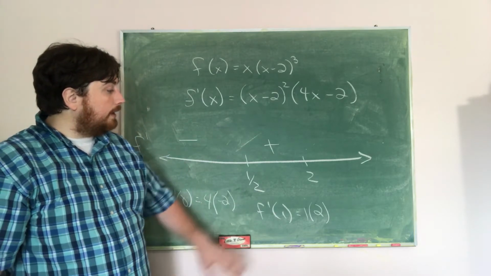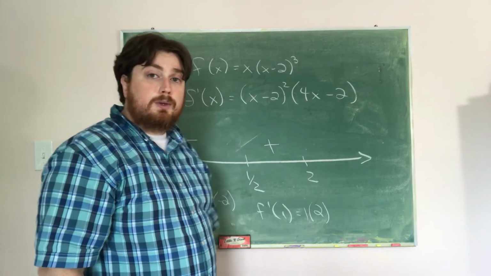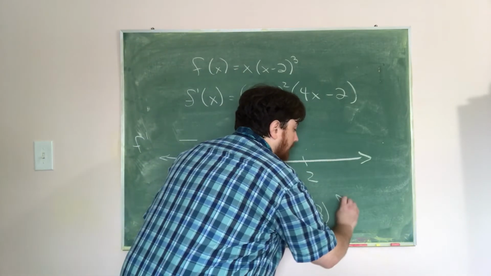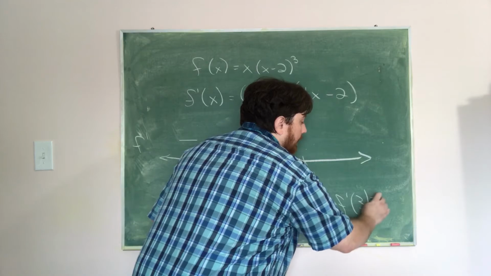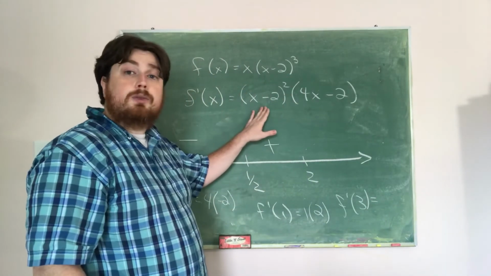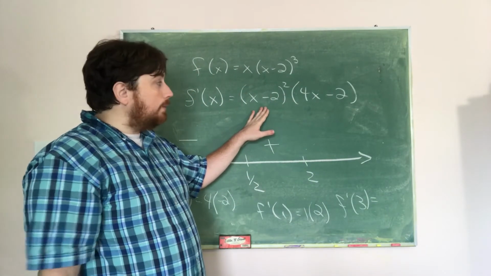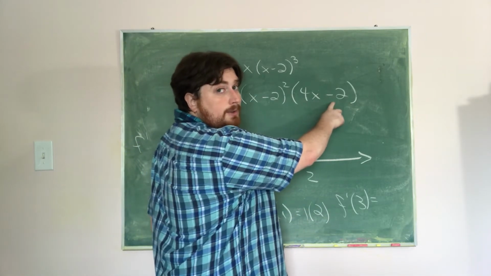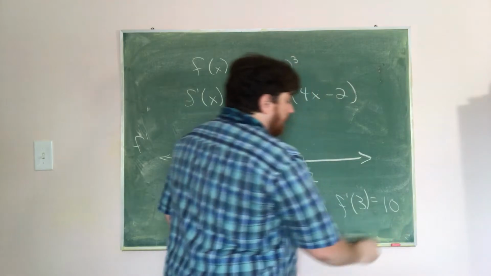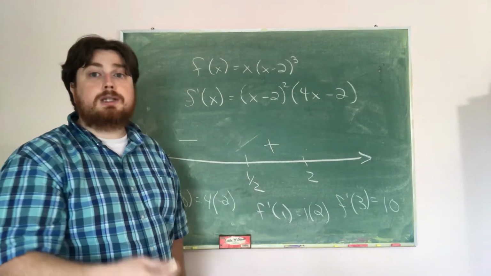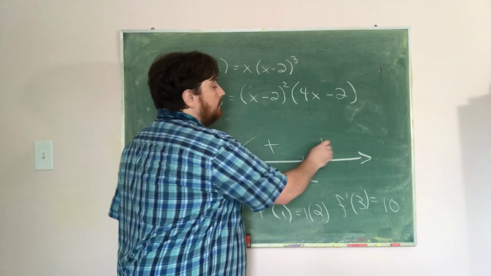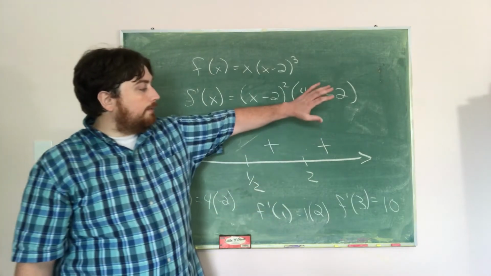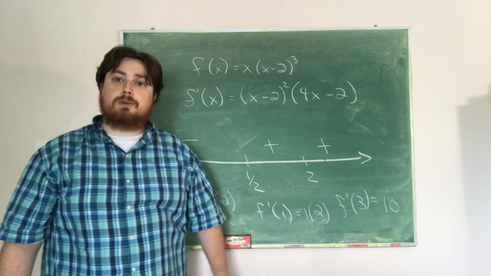Now if I continue with that, I again want to check something bigger than 2. So if I do that, I'm going to check, say, the derivative at the point 3. Now if I plug 3 in, 3 minus 2 is 1, 1 squared is 1. And then I get 4 times 3 is 12, minus 2 is 10. So f prime of 3 is 10, which again is positive. And so what I get is that my derivative is always positive on the interval 2 to infinity.